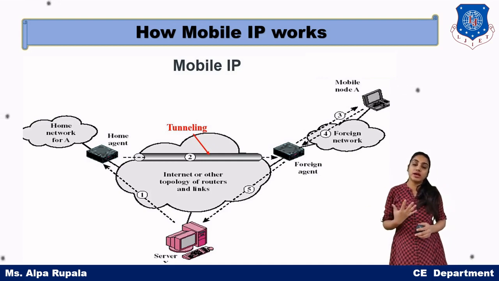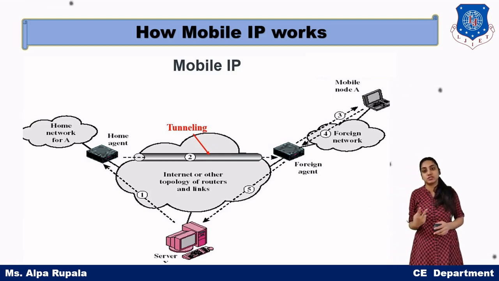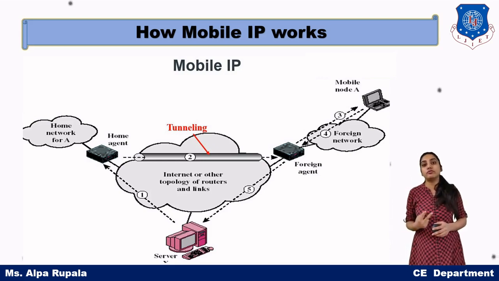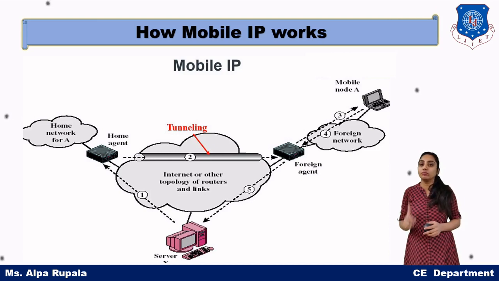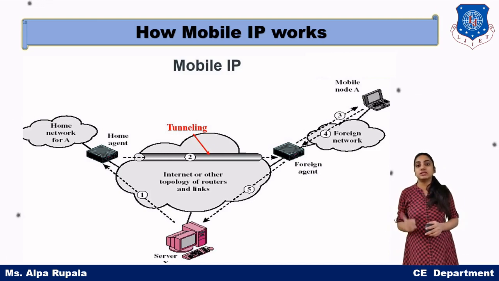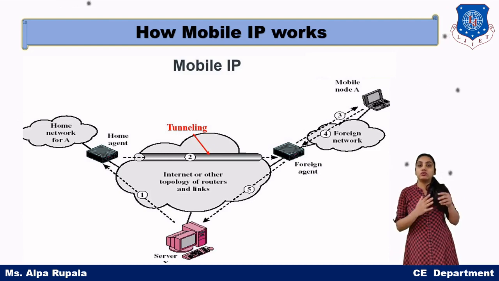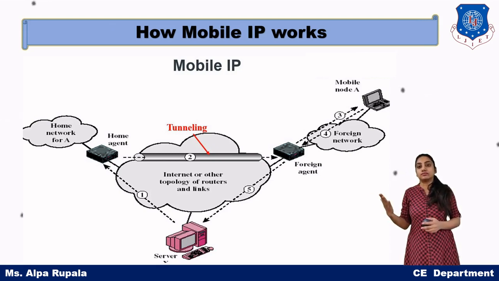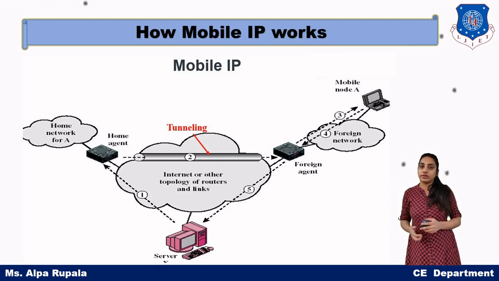How? According to the mobile IP fundamental, we have two types of addresses. The first is the home address and the second is the care of address. What is the home address? The first point of attachment, or your home network IP address, is the home address. And any other IP connection address will be known as the care of address.